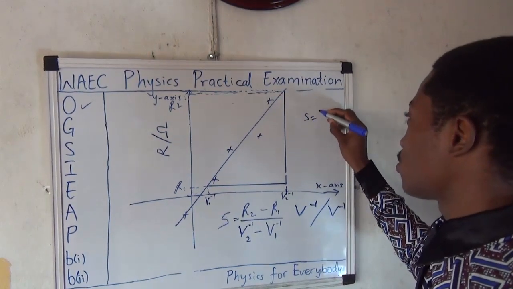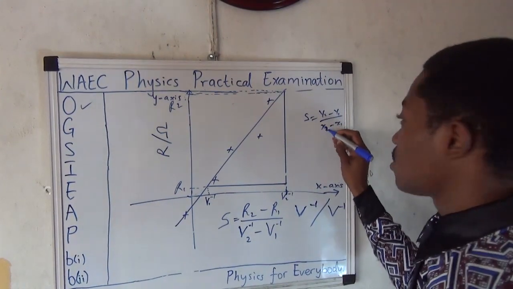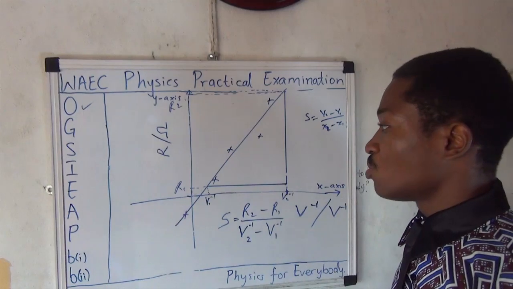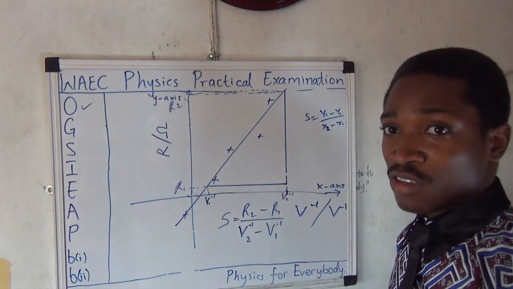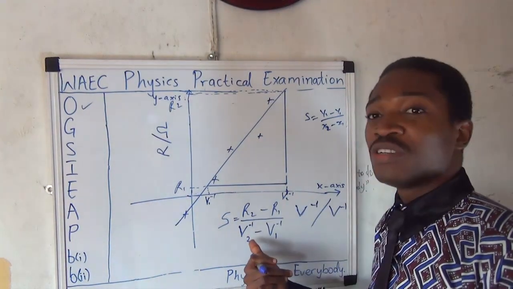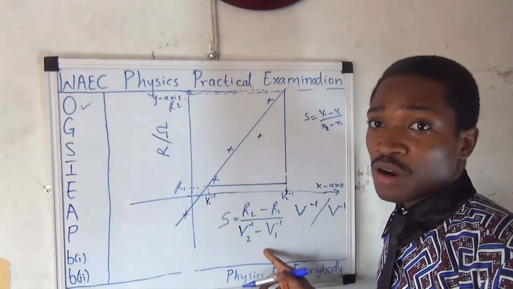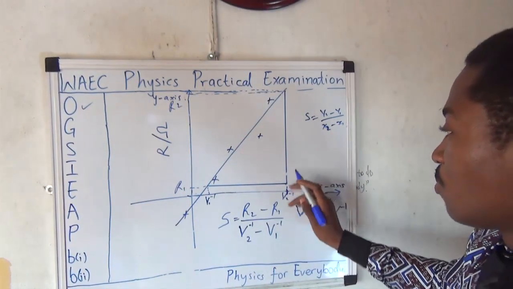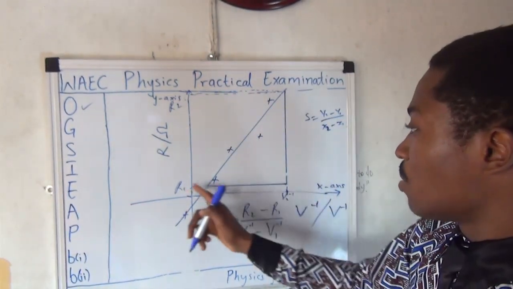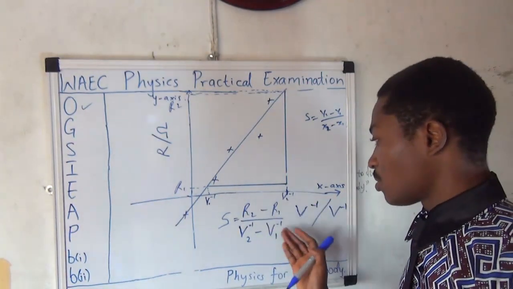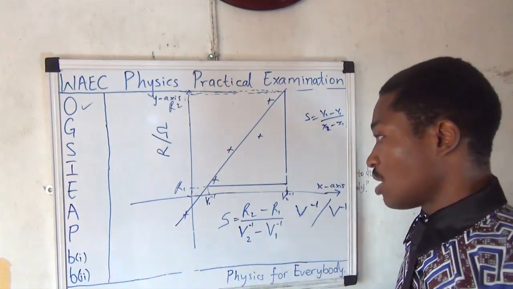You don't write slope equals Y2 minus Y1 divided by X2 minus X1, because your procedure did not ask you to plot a graph of Y against X. Your procedure asks you to plot a graph of R against V raised power minus 1. So when you are writing your slope, you must write R against V raised power of minus 1. You just lift your values from your graph: your V2 inverse, V1 inverse, your R2, your R1. You subtract this, you divide. I'm not putting any value here because I've not plotted the graph. So that's how you get your slope.